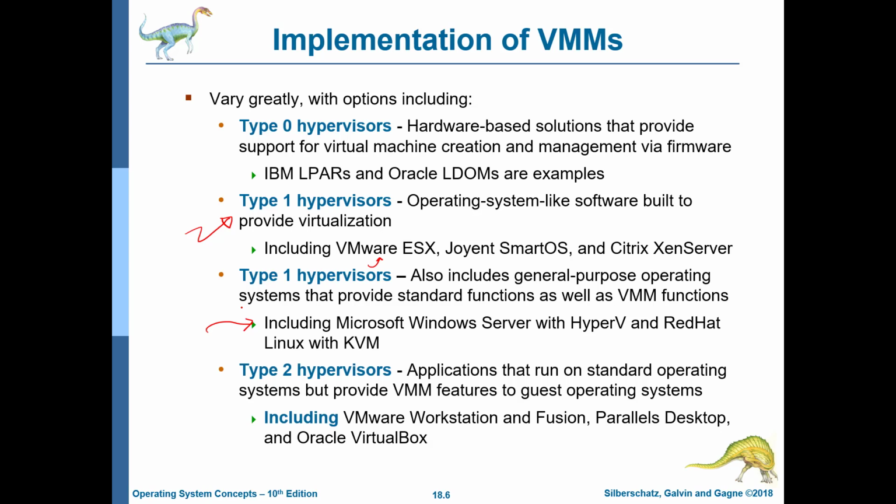The type 2 hypervisors, needless to say, are the easiest to run, but they are the least efficient in terms of performance. So the most efficient are, of course, the type 0 and type 1 hypervisors, and type 2 hypervisors are not that efficient.